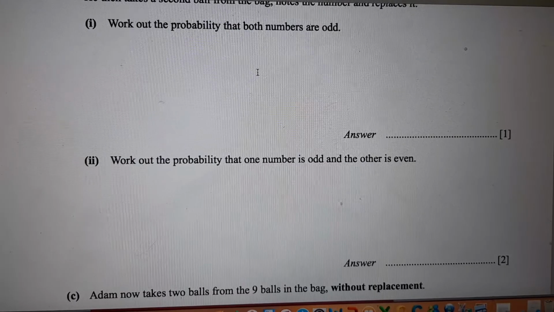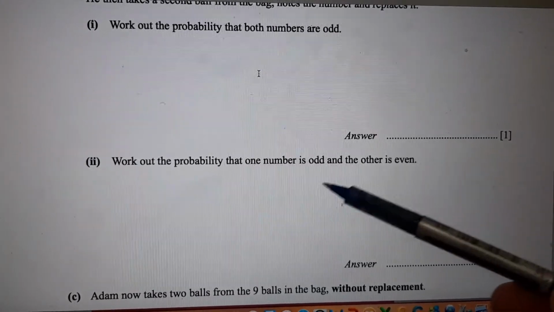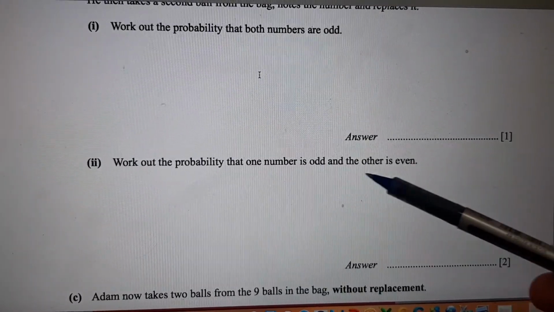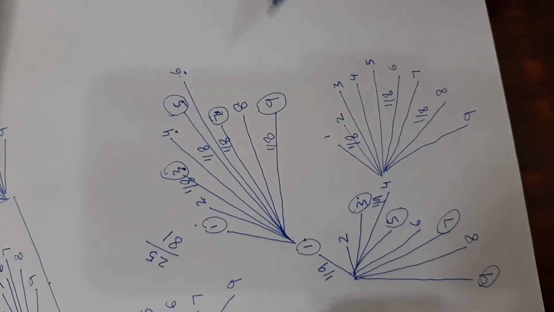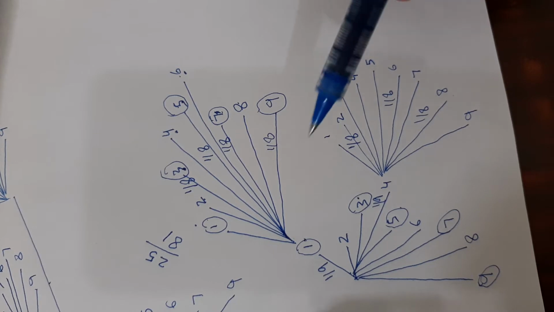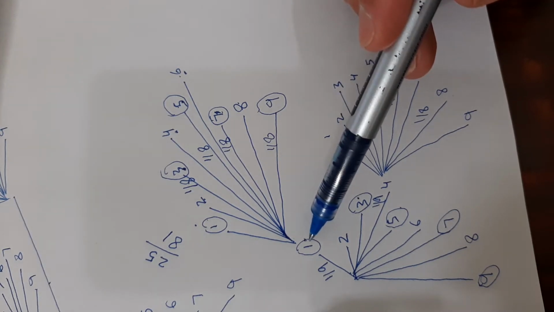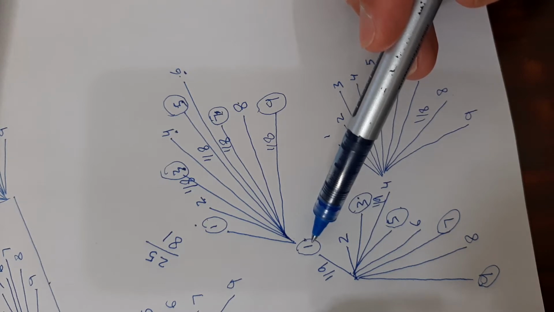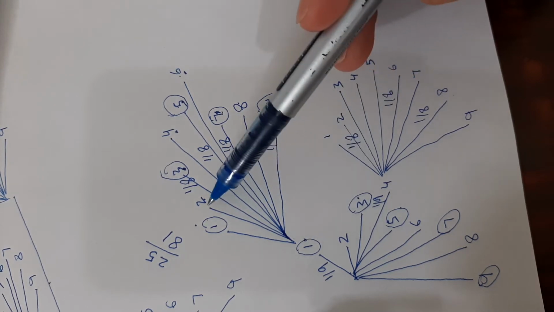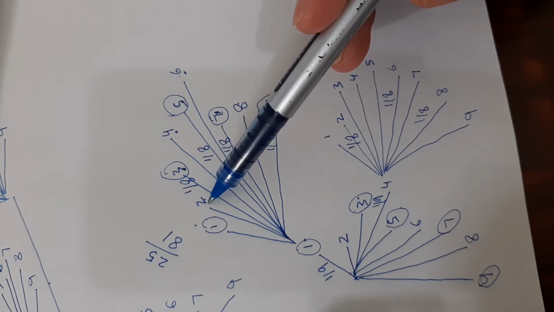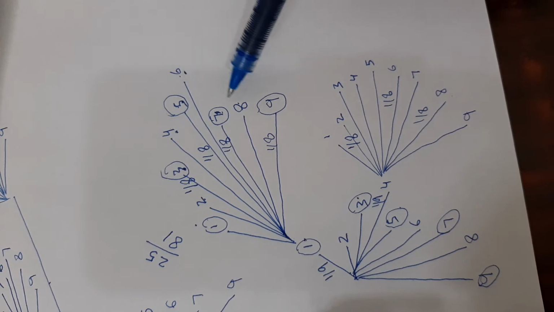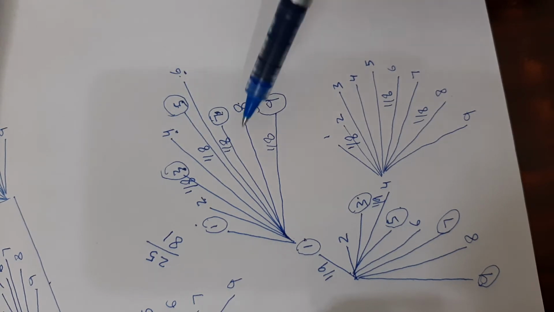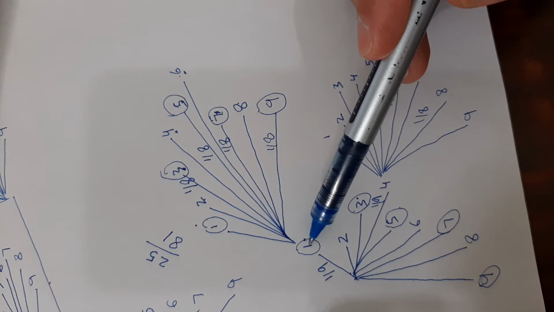In the next part they have asked us to work out the probability that one number is odd and the other is even. So when one number is odd and the other number is even, starting from here, first of all we will count the case when the first number is odd. When the first number is odd and the second is even, we have one outcome, two outcomes, three outcomes and four outcomes for the case when the first number is odd.